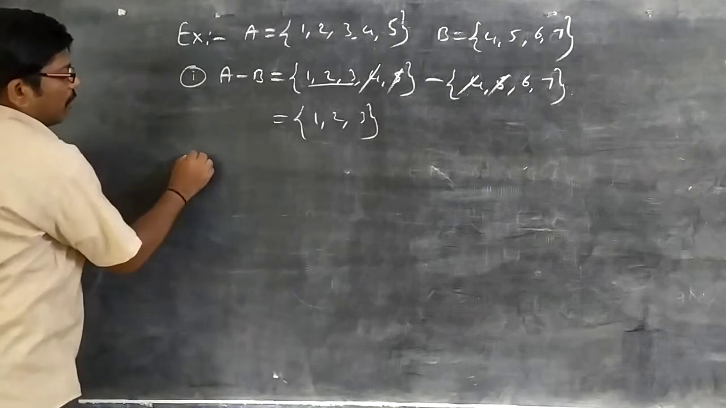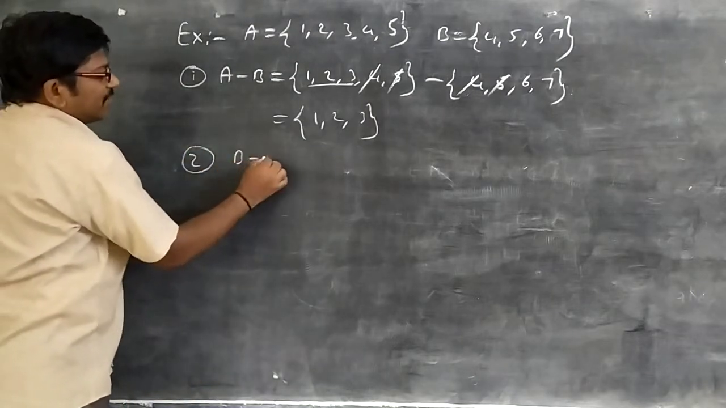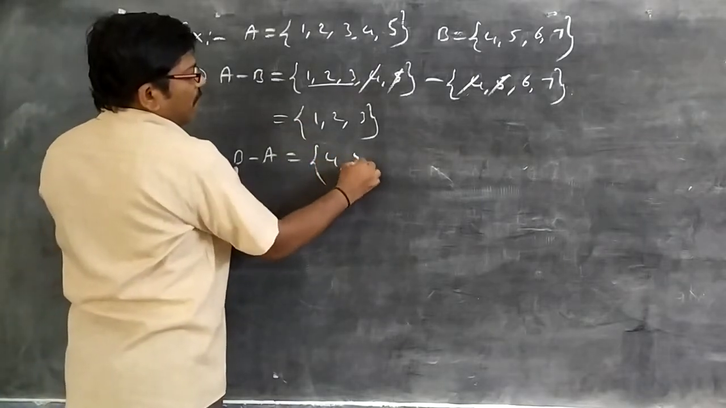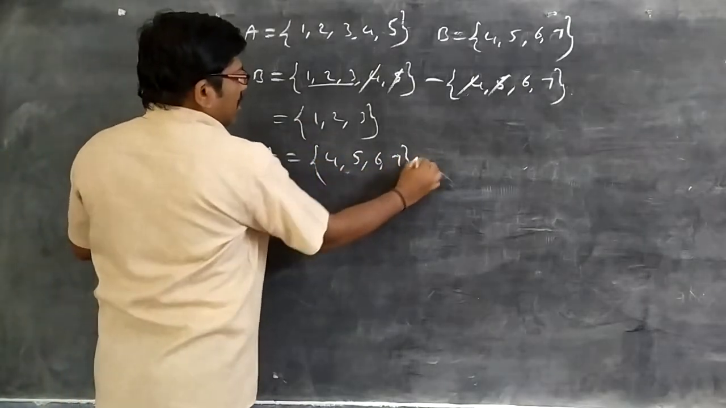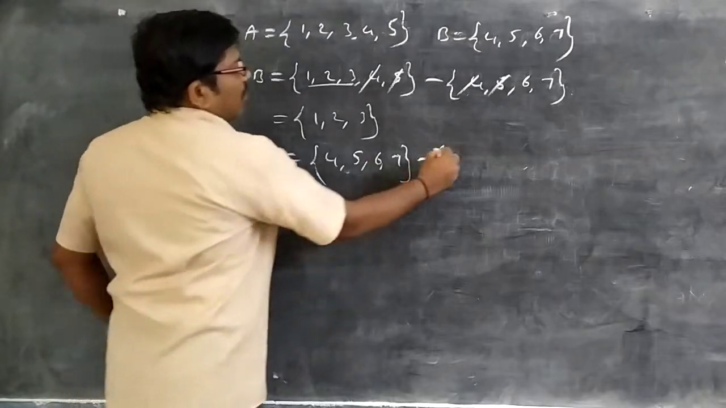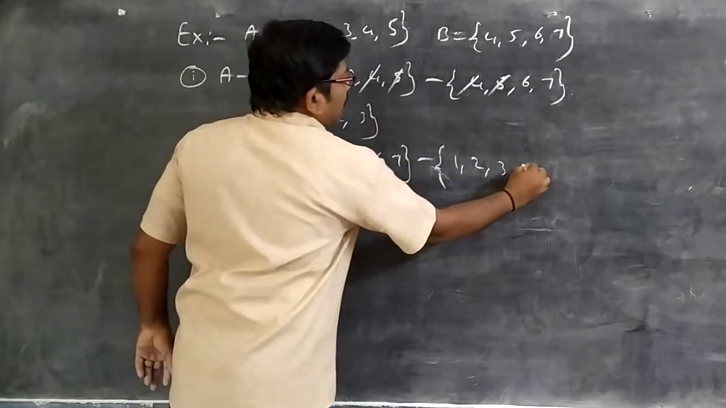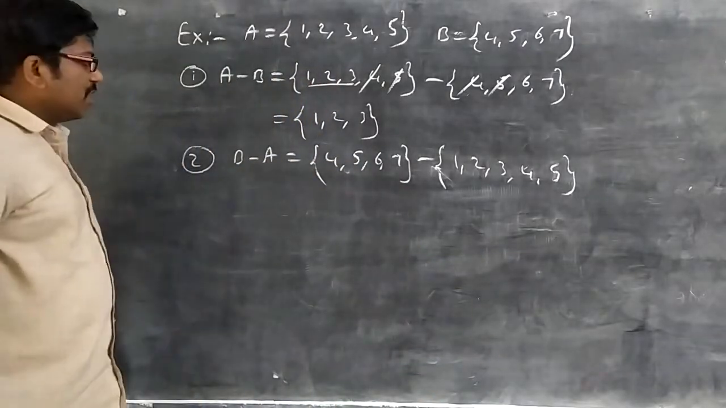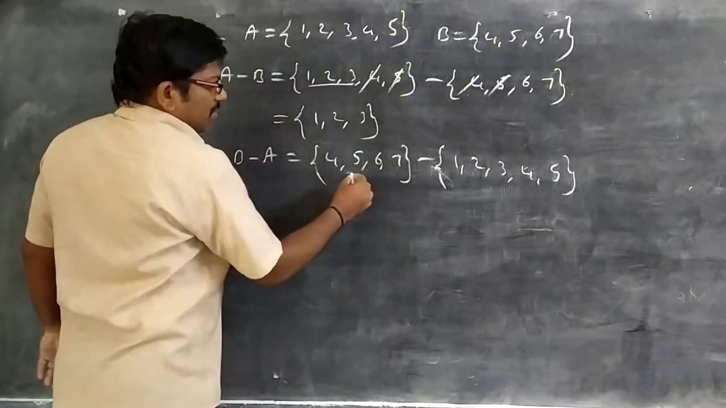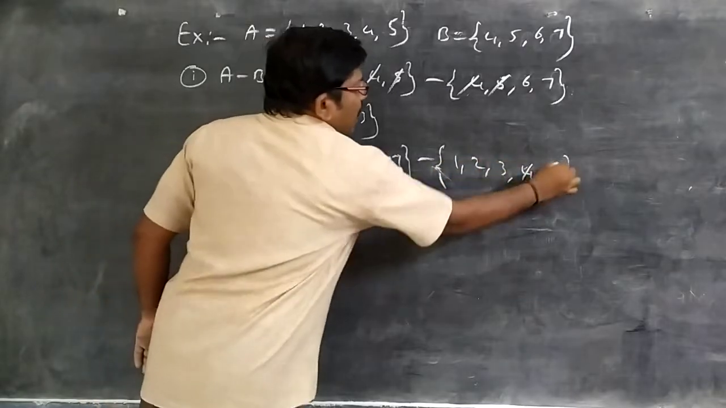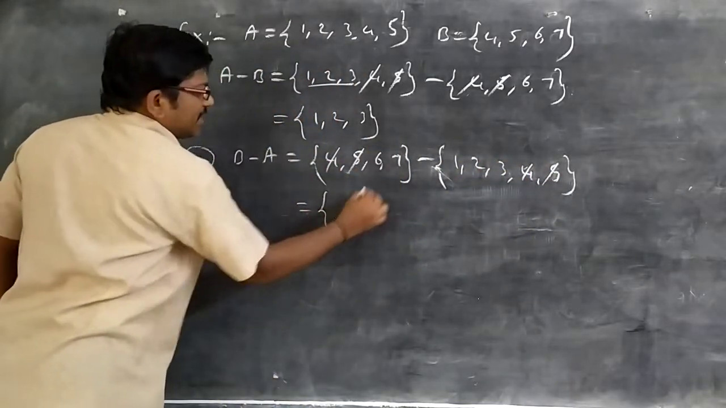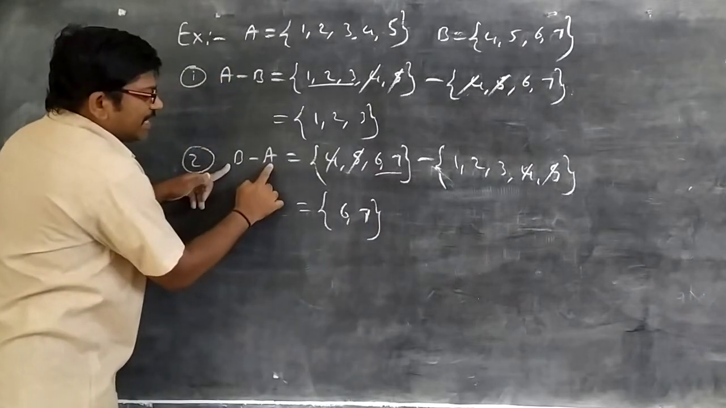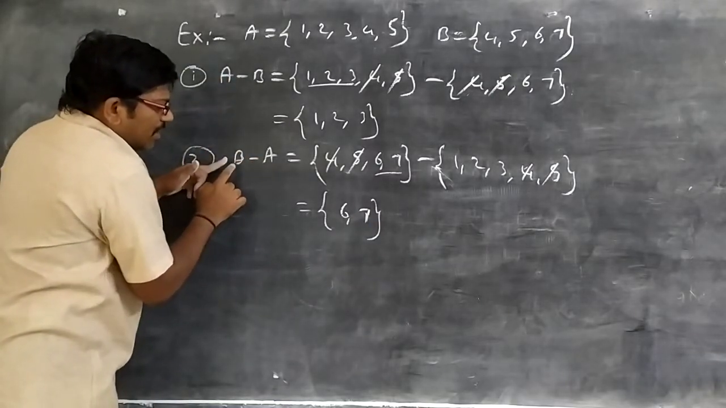So what about B minus A? First we should write the set B: 4, 5, 6, 7, minus A: 1, 2, 3, 4, 5. Subtract A from B. Okay? 4, 5, 4, 5. So what are the remaining elements? 6, 7 only.